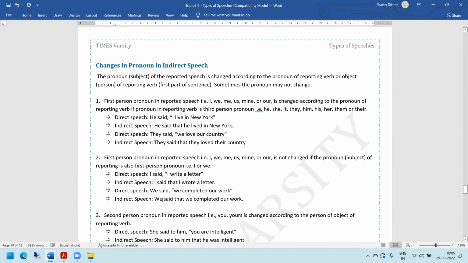Right? So in this sentence, please identify tenses and parts of speech. Anyone?